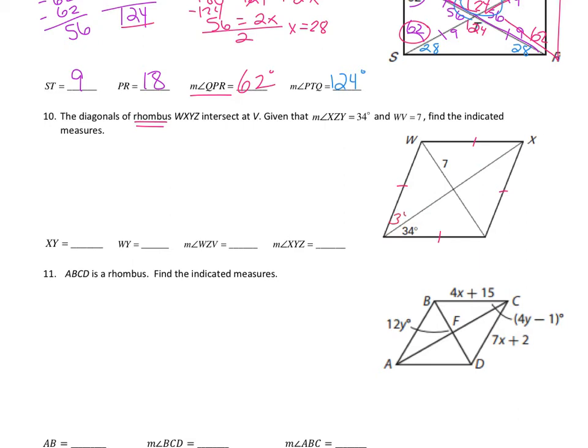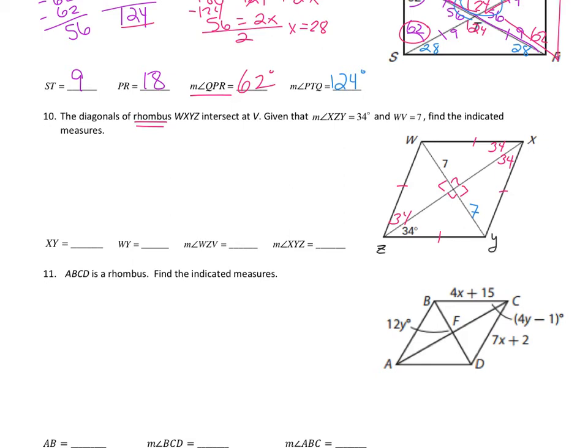We already have the 34s, that tells us three other angles will be 34. In a rhombus, the diagonals are perpendicular, so I know that all these inside angles are 90 degrees, so it creates 4 right triangles. Because it is a parallelogram, we know the diagonals bisect each other, and we know that this will also be 7.